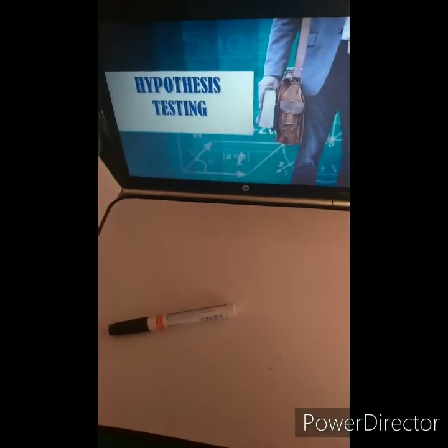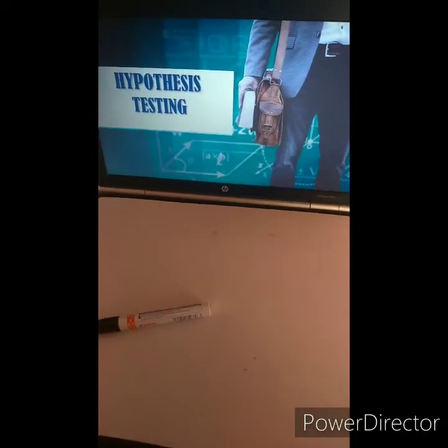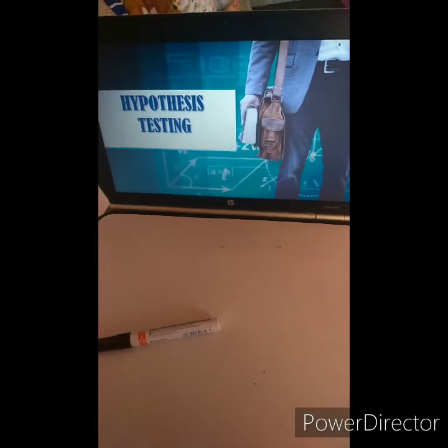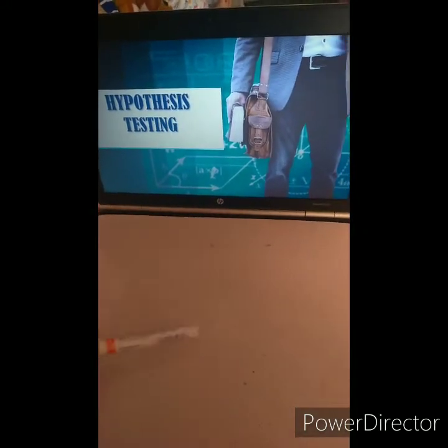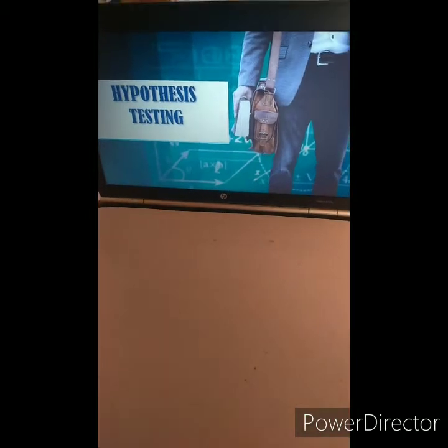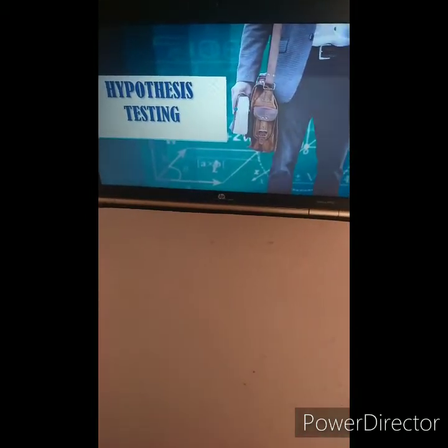Okay, so for now, we will have module 7 and 8, and these are hypothesis testing. I'll be presenting you a PowerPoint presentation. Credits to the owner, Sir Merino Bantasan. He was the one who gave me a copy of this presentation. So for the hypothesis testing, okay, let's start.